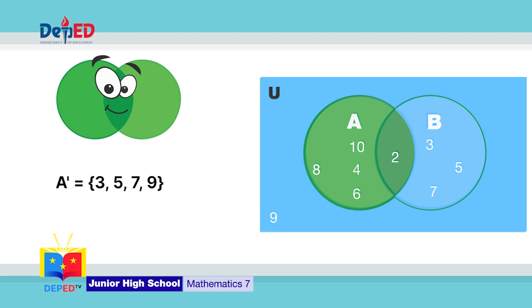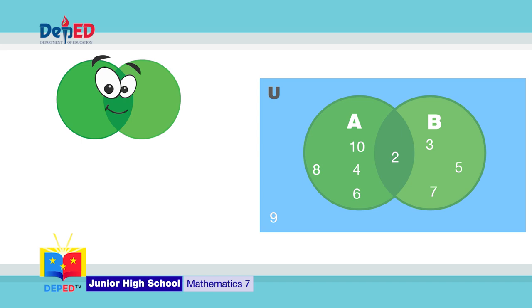Correct! Meanwhile, to illustrate the complement of B or B prime, we will refer to the shaded part of the rectangle as shown here. In this case, we shaded the region outside the circle representing set B. Or U minus B. This means that the complement of set B is the set whose elements are 4, 6, 8, 9, 10.